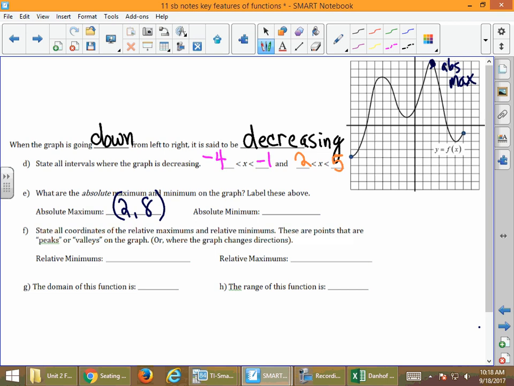We actually have a very low point on the graph. And our lowest point on the graph is this point at the far left. That's our absolute min. And our ordered pair for that point is 1, 2, 3, 4, 5, 6, 7, 8, negative 8. And 1, 2, 3, 4, negative 4.